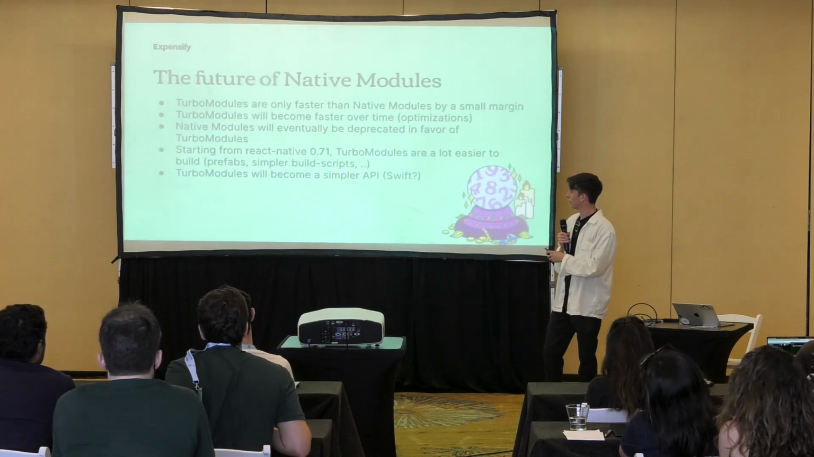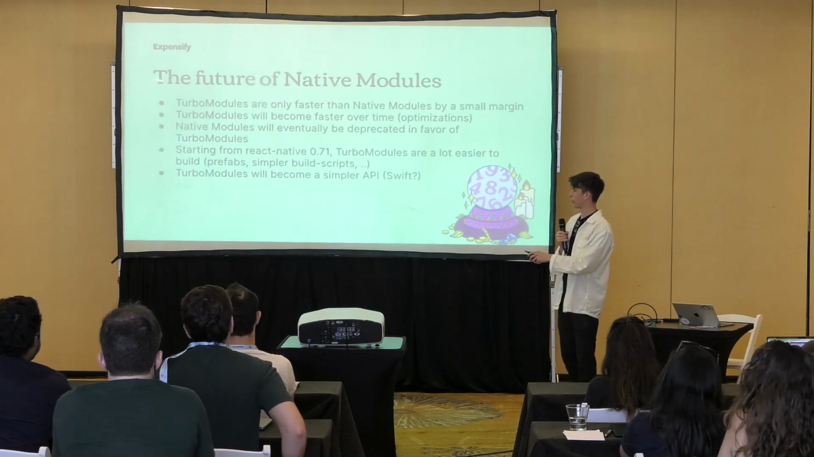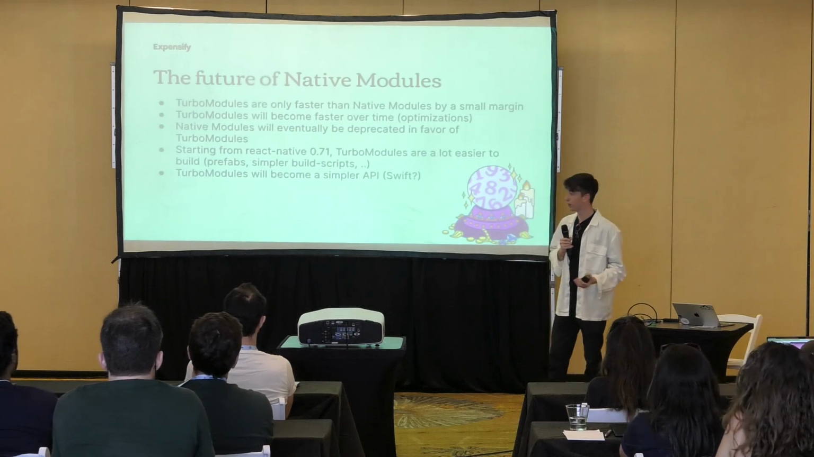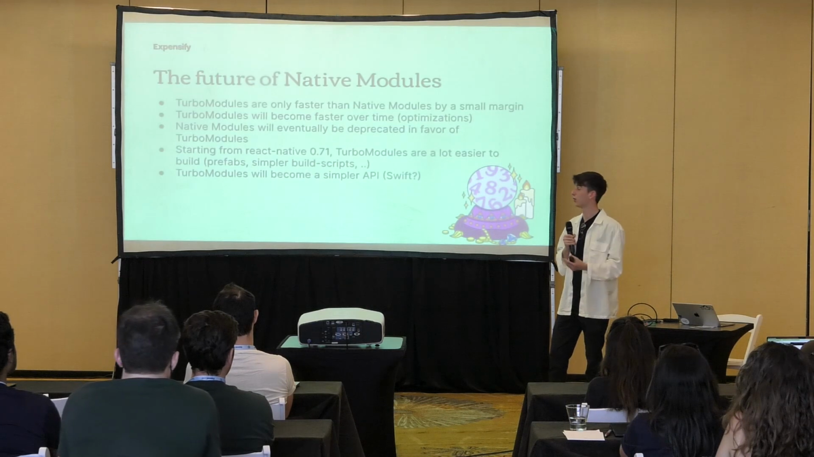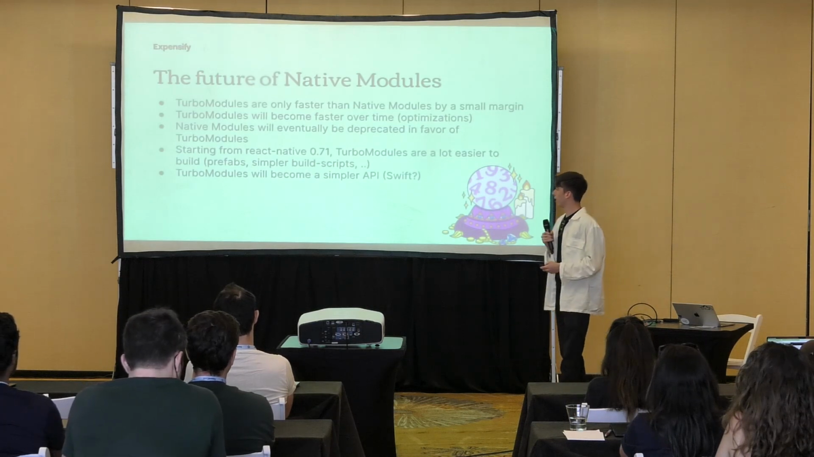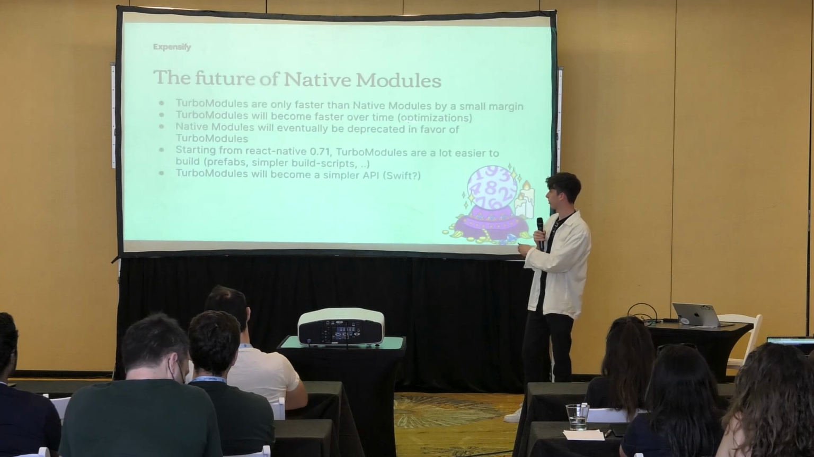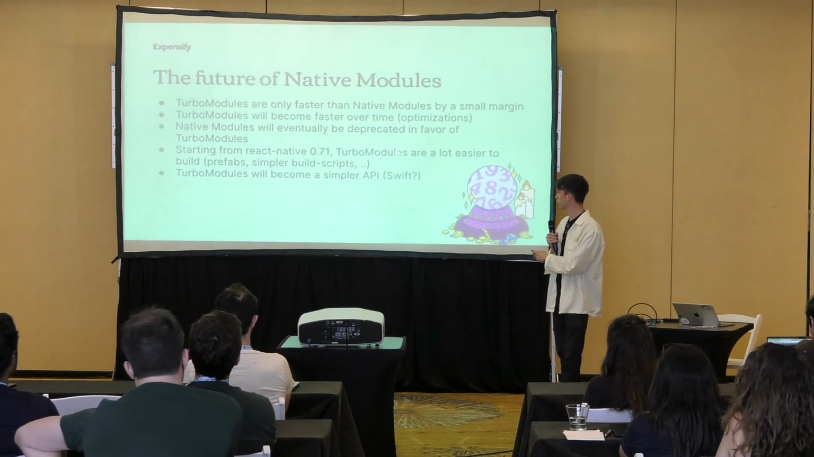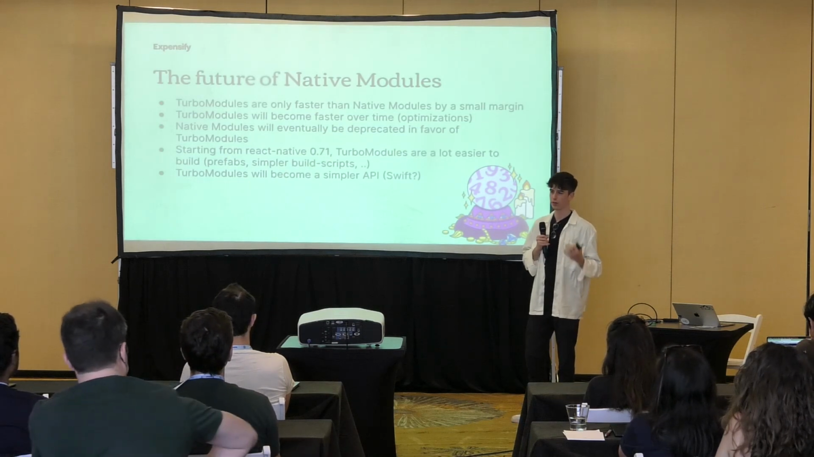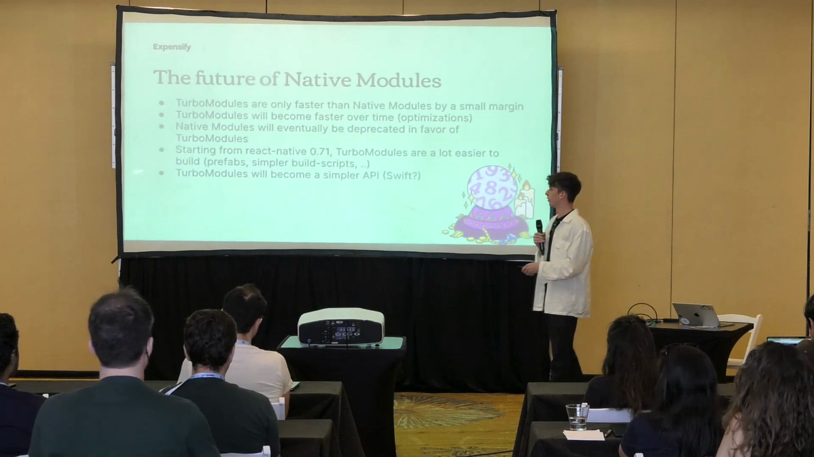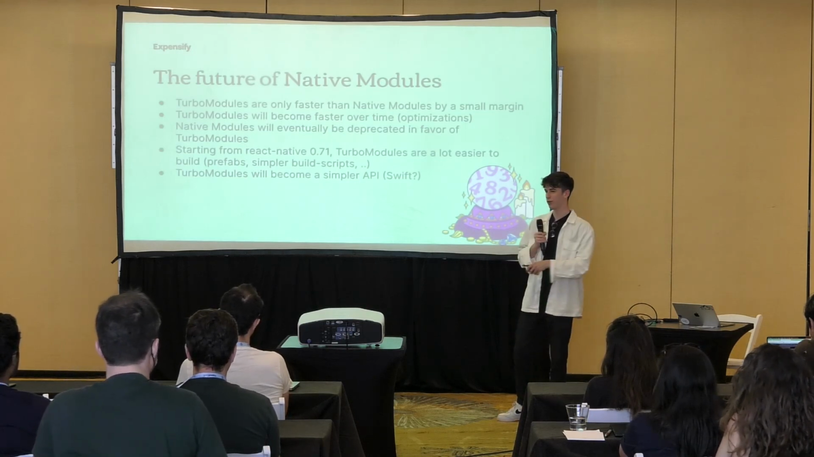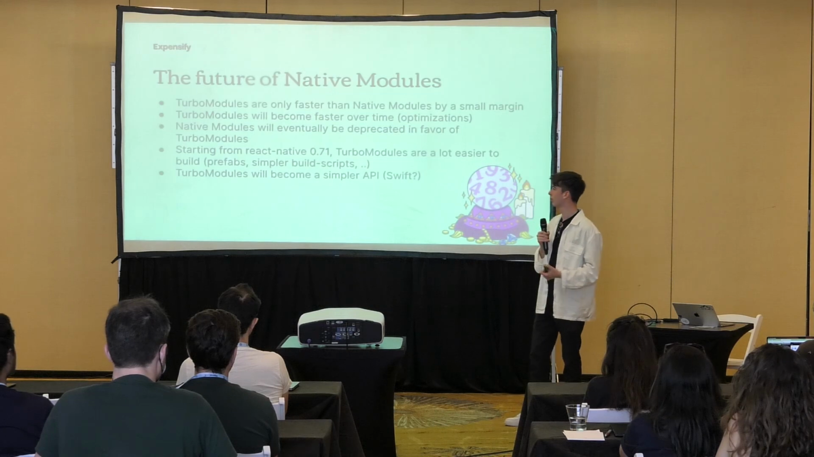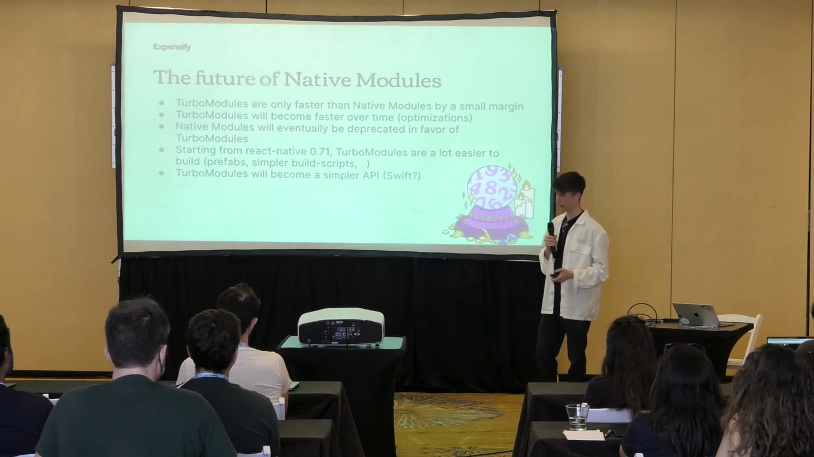So yeah, the future of native modules: turbo modules are only faster than native modules by a small margin. They provide some other benefits though, like synchronous invocations and passing around references. And yeah, I said this before, native modules will eventually be deprecated in favor of turbo modules. And in React Native 0.71, turbo modules are actually a lot easier to build because of the new advanced build script on Android. And this is kind of like a theory, nothing public yet, I guess: turbo modules will become much simpler as well, potentially with Swift-based APIs that are similar to, I guess, Expo modules.